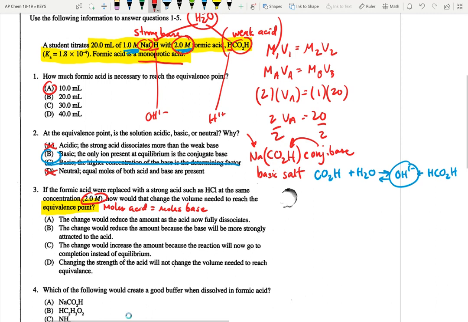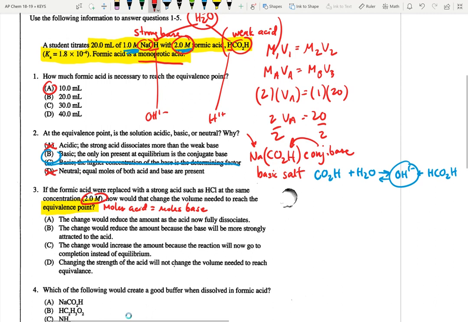Equal molarity doesn't change the fact then that the moles of acid would remain the same, and the moles of base needed would remain the same as well. So as we go through acid-base relationships, be thinking about equivalence point as being the point where moles of acid equals moles of base.